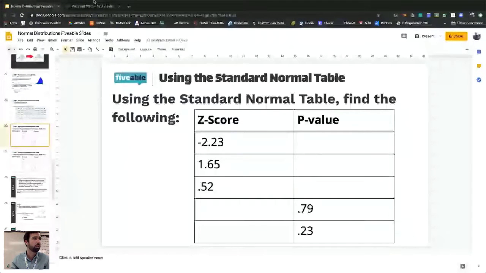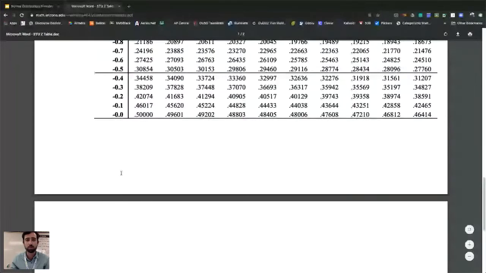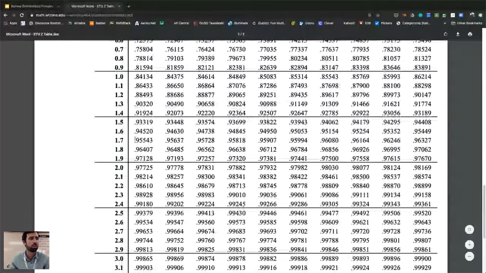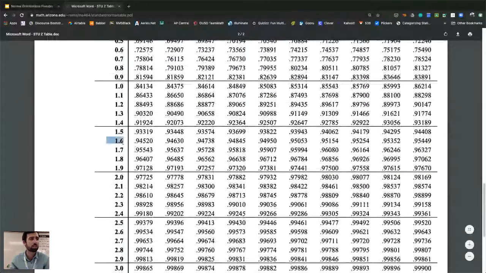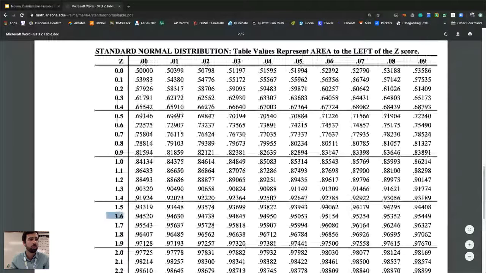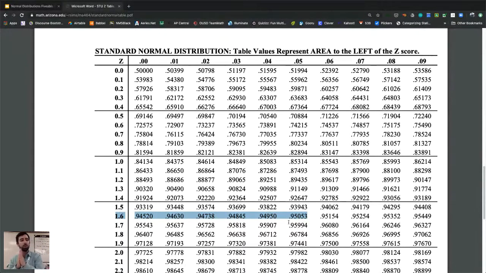1.65. So again, I'm going to go to my z-table. These are all negatives. My next part is going to have the positives, 1.65. So 1.6, and then I go to the top to find out where 5 is. Well, there's 5, so I go over until I hit the 5. So right there, 95% of my data is at or below a z-score of 1.65.